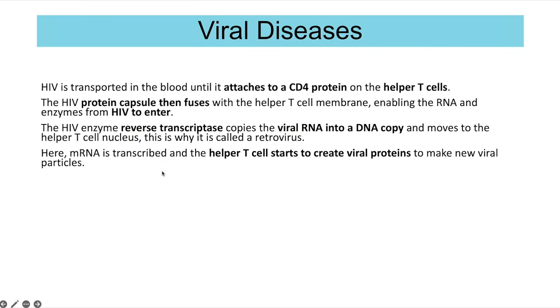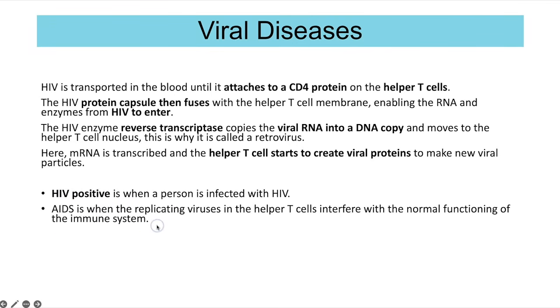And once it is in the nucleus of the helper T cell, that host's DNA as well as the viral DNA will be transcribed and translated, and so the viral proteins are going to be made along with the other proteins that would typically be made in the helper T cell. And in that way, it can then reassemble all of those proteins and a new viral particle has been created. So someone is described as HIV positive when they're infected with HIV, but it's only described as AIDS when the replicating HIV viruses in the helper T cells have interfered with the normal function of the immune system.